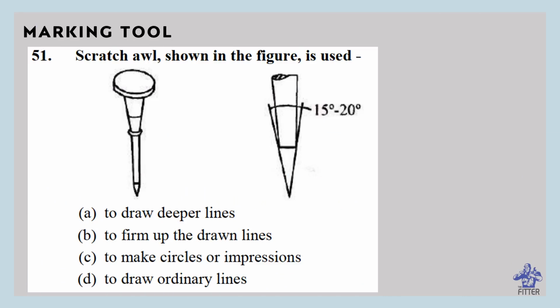Scratch awl shown in the figure is used to draw deeper lines. Scratch awl is a woodworking layout and point marking tool. It is used for woodwork. The scratch awl is basically a steel spike with its tip sharpened to a fine point. Carpenters will use this scratch awl to create lines that guide a handsaw or chisel.